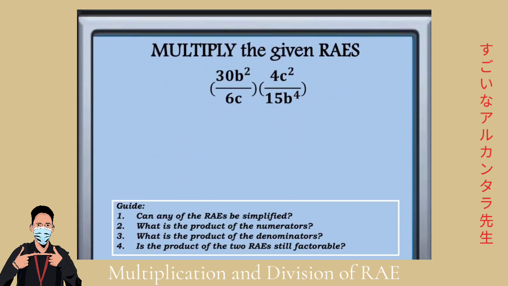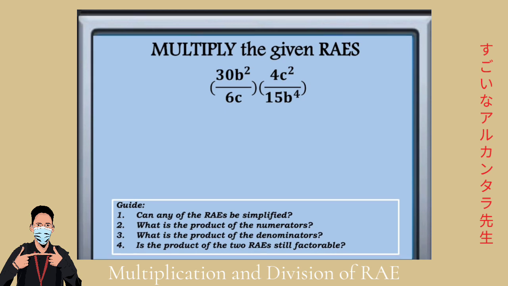30b squared all over 6c, times 4c squared all over 15b raised to 4. There are different kinds of pairing that you can do here. It depends on you. But for me, I'll start with 30 and 15. 30 divided by 15, that will be equal to 2. 15 divided by 15, that will be equal to 1. I can still simplify 6 and 4 using the GCF 2. This will be 3. This will be 2.